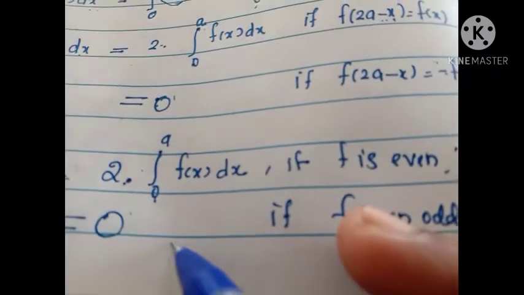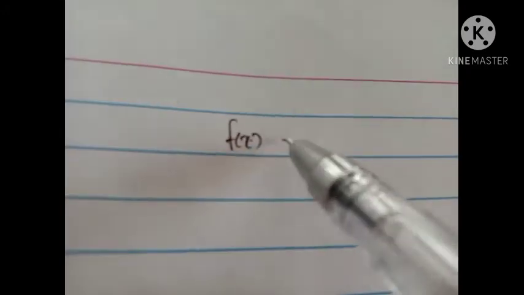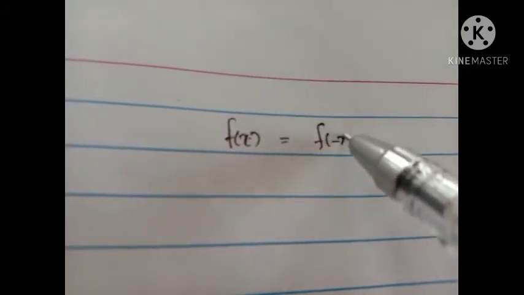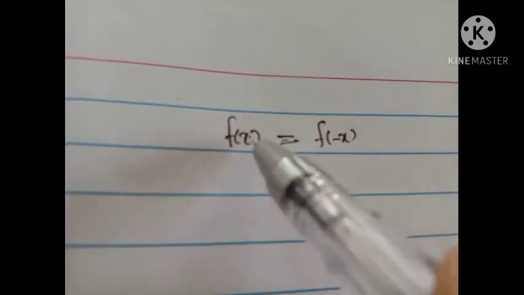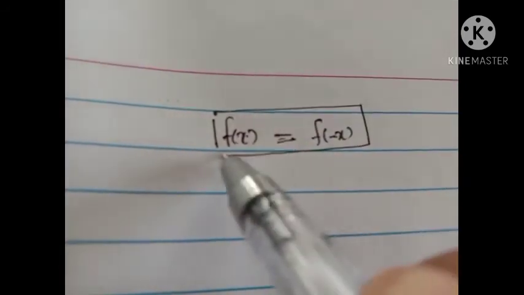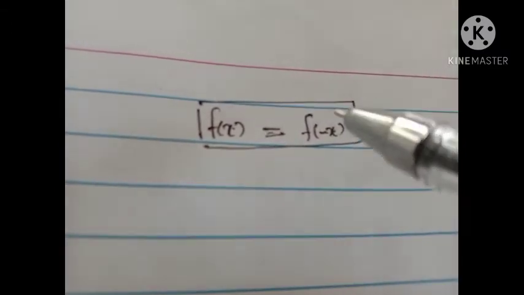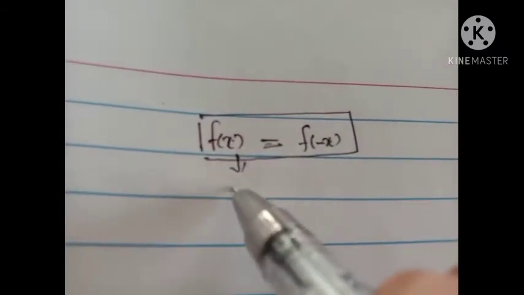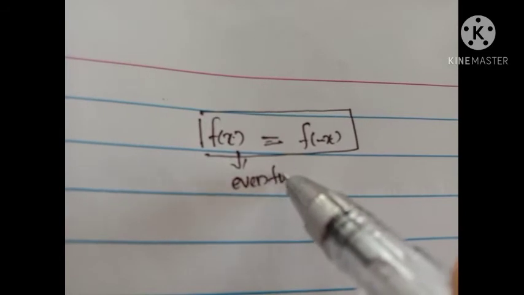Listen, suppose we have a function f of x. Look at here. Suppose we have a function f of x and we change this x as minus x, so we get f of minus x. Okay, if we change x as minus x, and the given function and f of minus x are the same, then we can say that f of x is an even function.